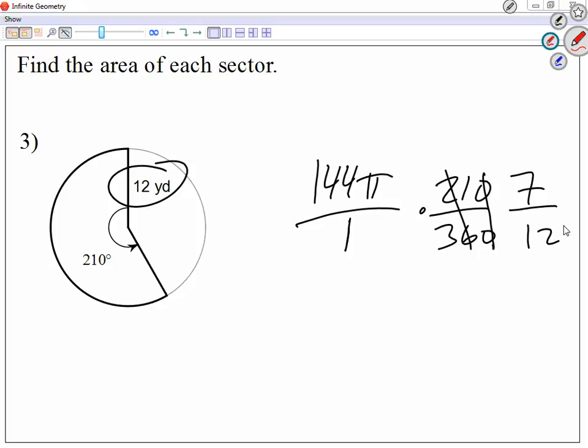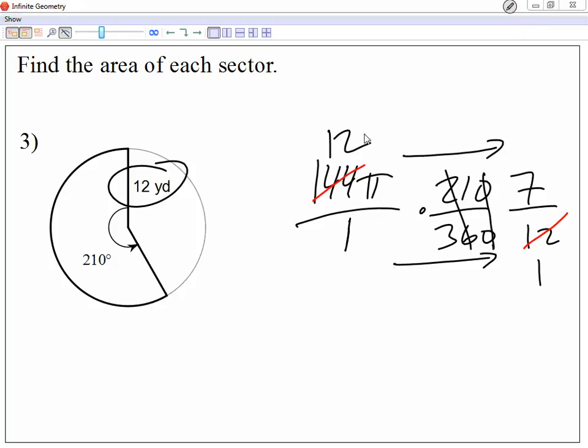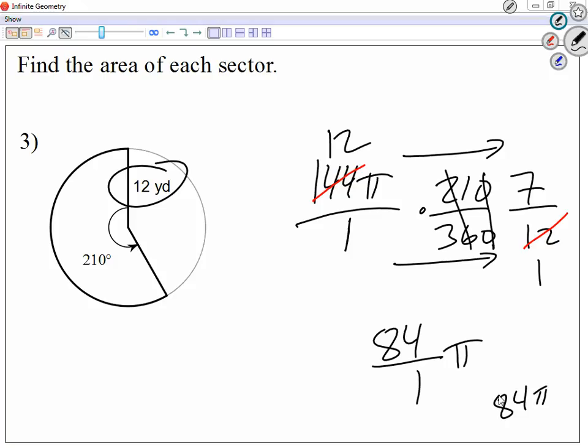And then diagonally, the 12 and the 144, we can simplify. Let me divide each by 12. So those become 1 and 12. Remember, we can simplify diagonally because we don't multiply diagonally. We multiply straight across. On the top, 12 times 7 is 84. On the bottom, 1 times 1 is 1. So it's 84 over 1, which is better known as 84 pi. 84 over 1 is just 84.